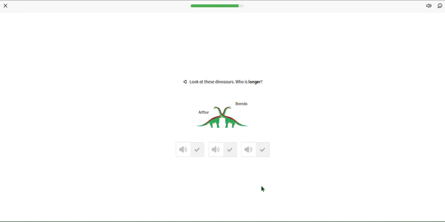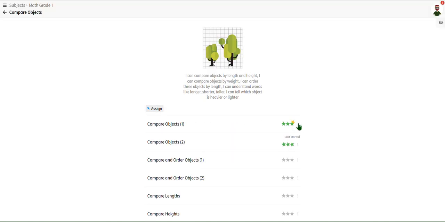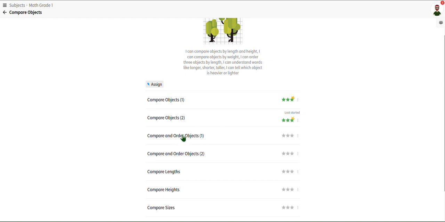Look at these dinosaurs. Who is longer? You could argue one being longer than the other, but if you were to spin this one, Brenda, around, they would be the same length. Arthur is longer than Brenda. Brenda is longer than Arthur. Arthur and Brenda are the same length. Good job, everyone. Let's go into comparing and ordering them now.